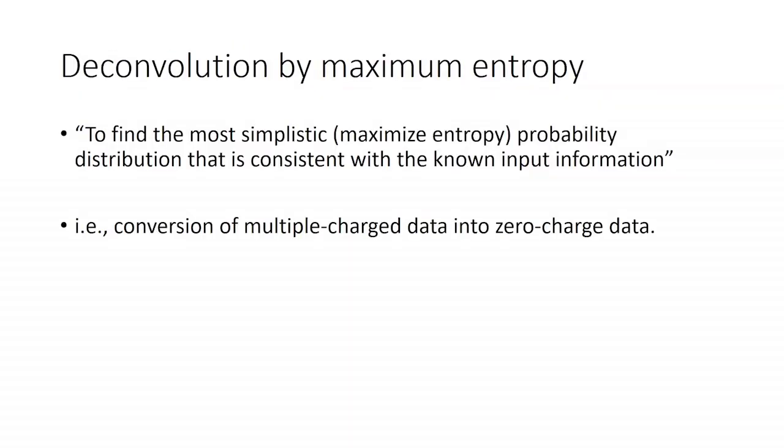The algorithm we use is MaxEnt 1, or maximum entropy. The mathematical principle I don't fully understand, to be honest. It's kind of a black box from Waters. So is there any Waters representative? Maybe they can enlighten us. But in short terms, it aims to find the most simplistic probability distribution, that is, to maximize the entropy, which is consistent with the known input information. For this sentence, I don't really understand what they're talking about. But anyway, the raw data input, the multiple charge spectrum, is the question we provide to this algorithm. Then it will calculate the answer, which is the zero charge data.